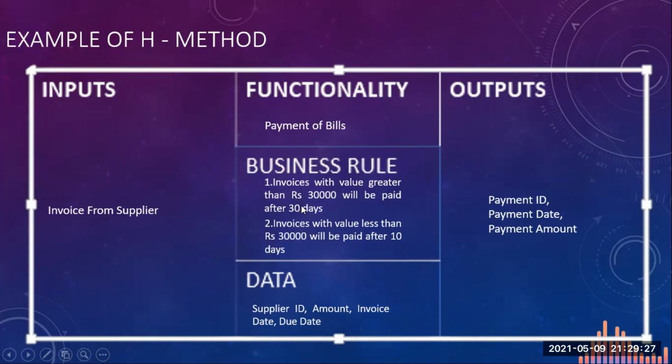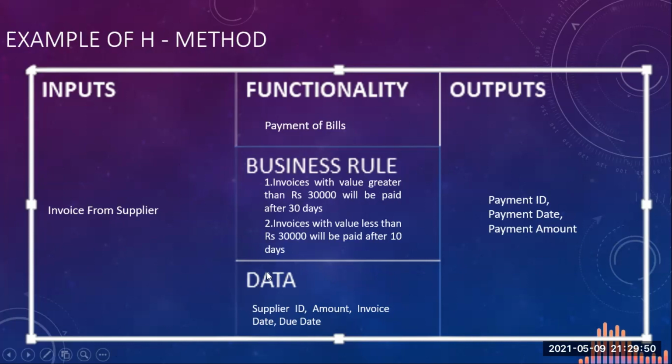Now we have business rules. So I asked the manager, okay, are there any business rules? And he says, yes, there are rules, like invoices with value greater than 30,000 rupees will be paid after 30 days, whereas invoices with value less than 30,000 rupees will be paid after 10 days. So these are business rules. Now business rules are basically constraints within which the process must run.